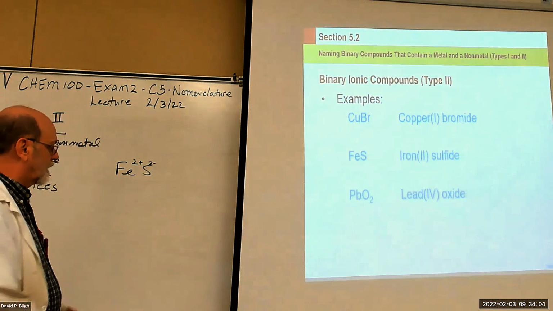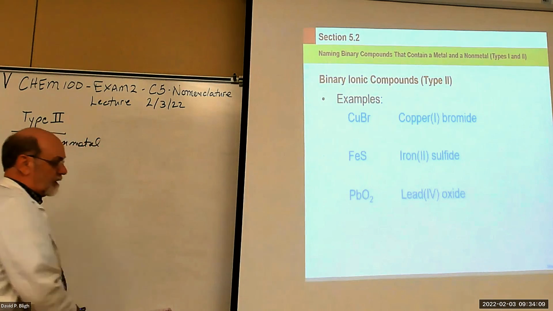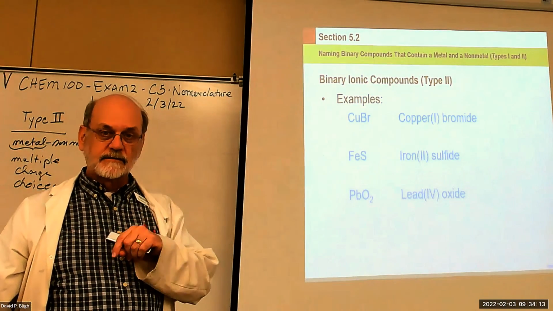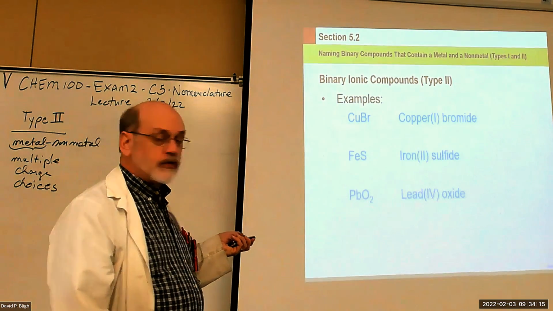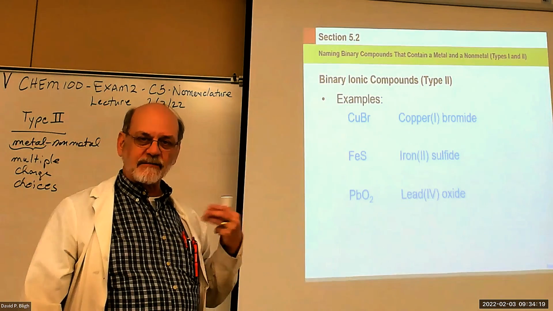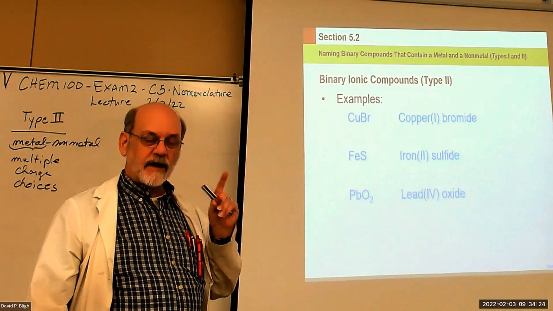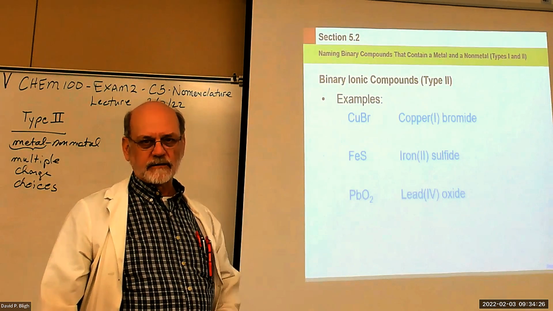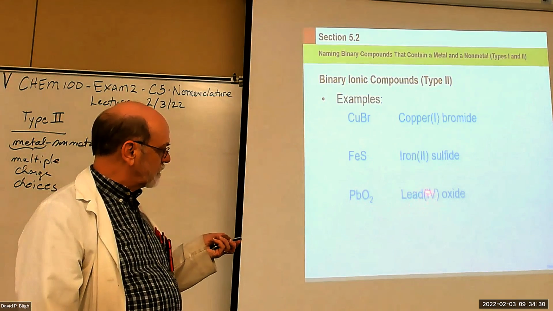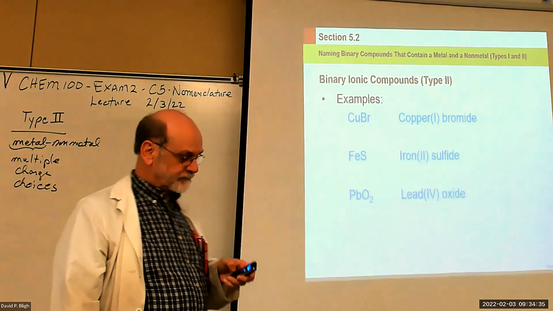How about this one? PbO2. We know that oxygen, being a chalcogen, is a -2. So 2 times a -2 is a -4. So what will balance a -4 with only one of them? Lead must be +4. That's the only possibility. To balance charges, lead(IV) oxide is the name.